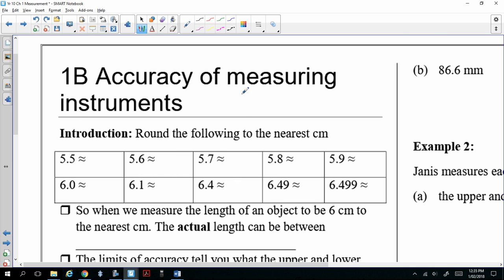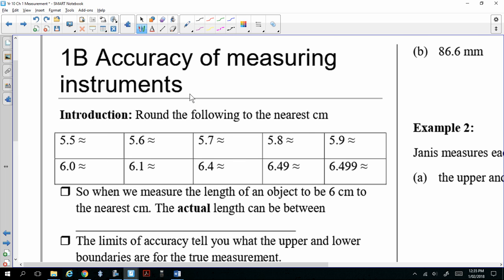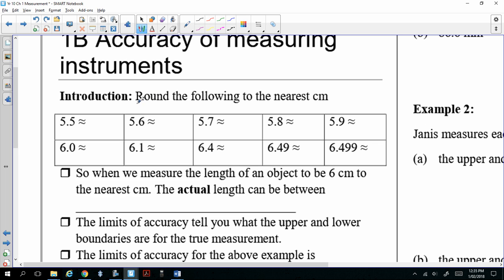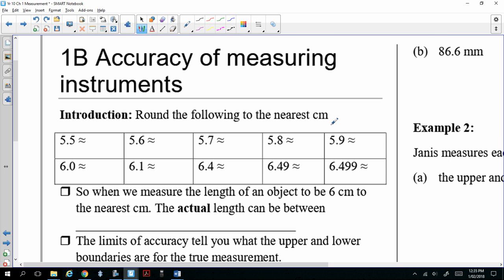Now, to understand this, let's do an introduction to this part of the exercise. First, I want to round to the nearest centimeter. 5.5 to the nearest centimeter is 6, because that first decimal place is 5 or more, so you round up. 5.6 is also 6. 5.7 is also 6, isn't it? All these are 6. How about 6.0? 6, 6.1, 6. They're all 6, isn't it?